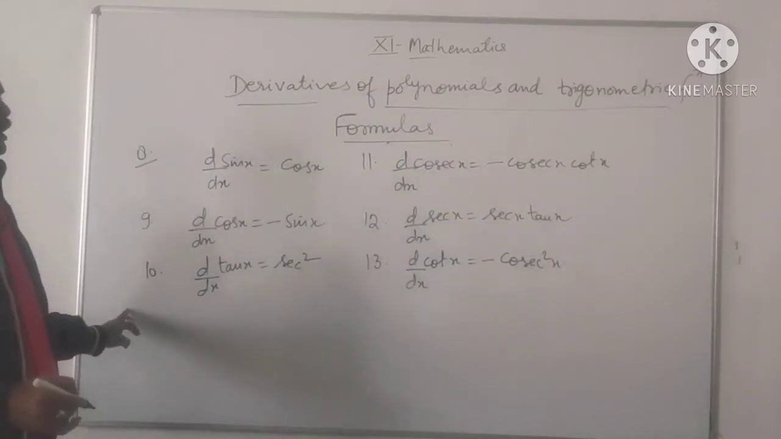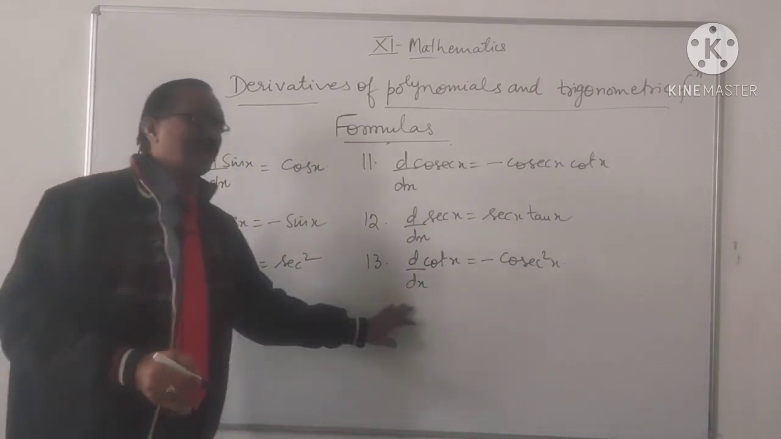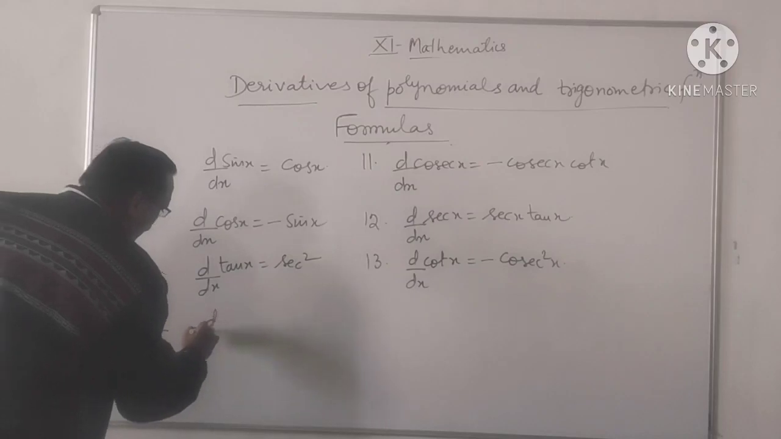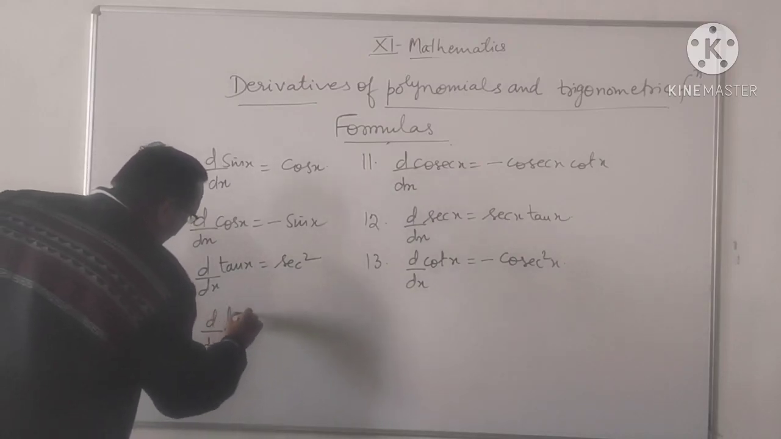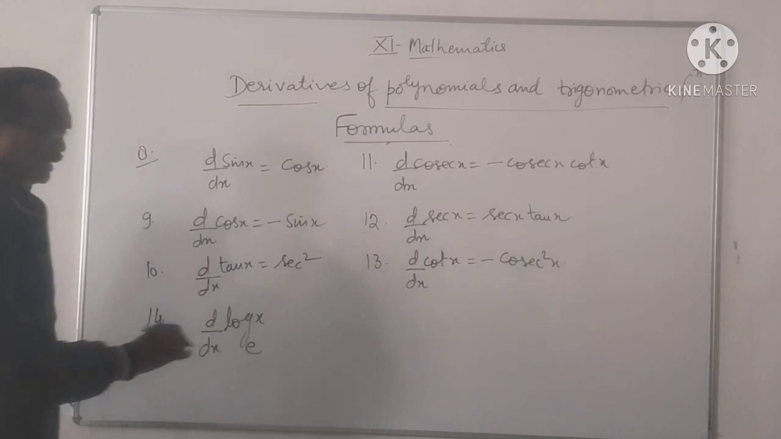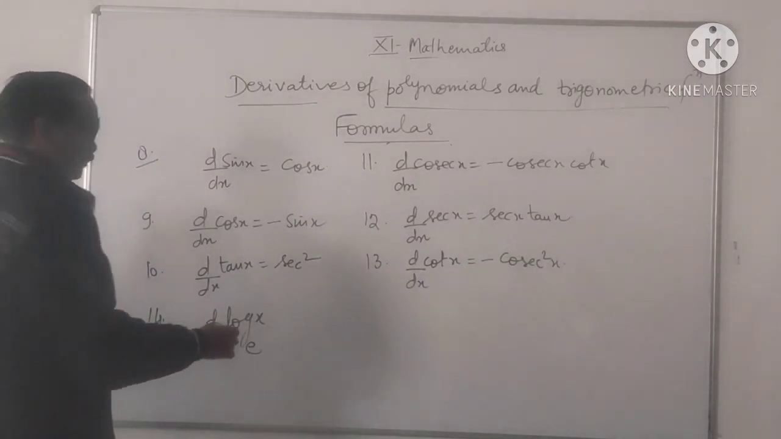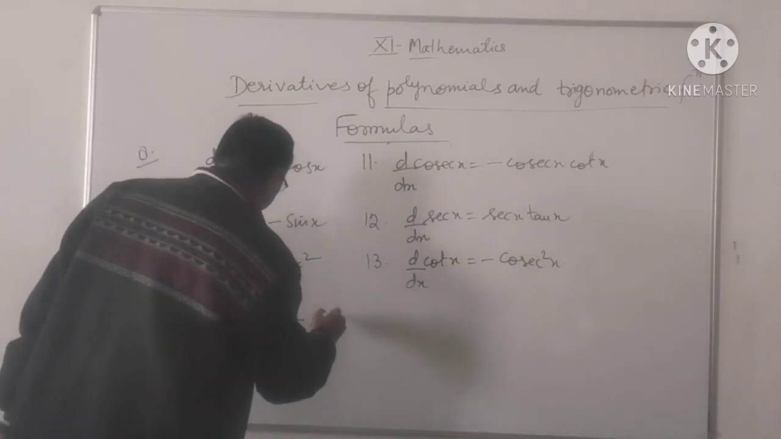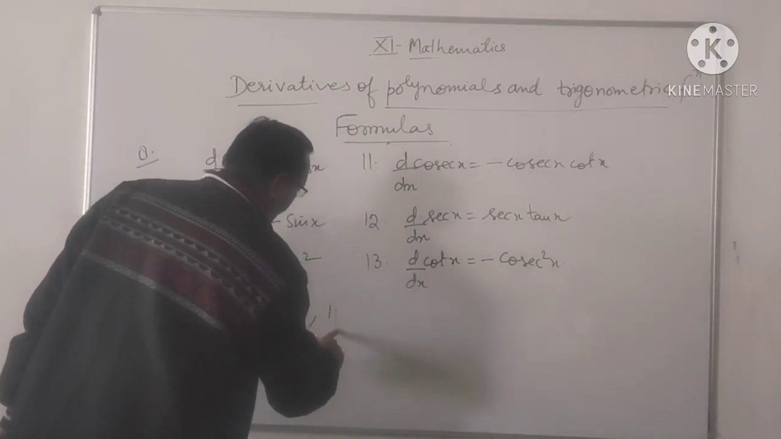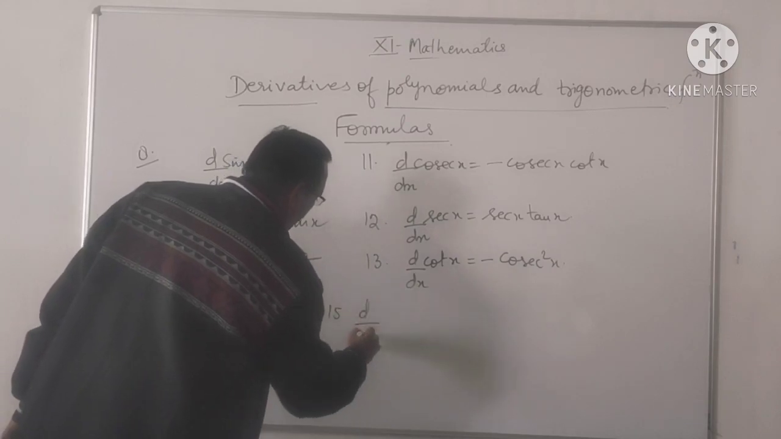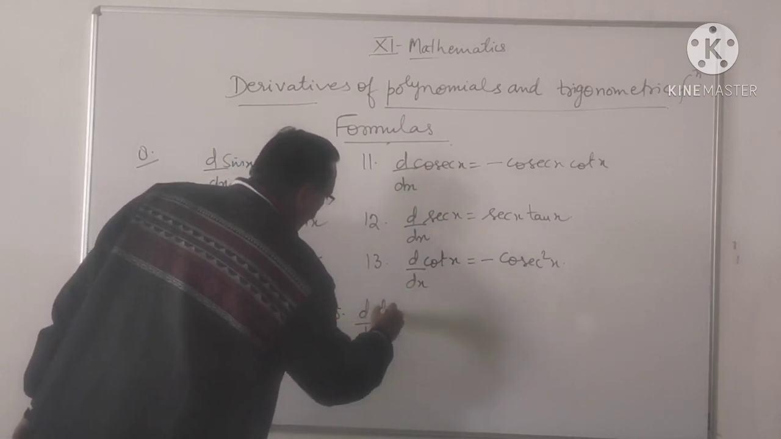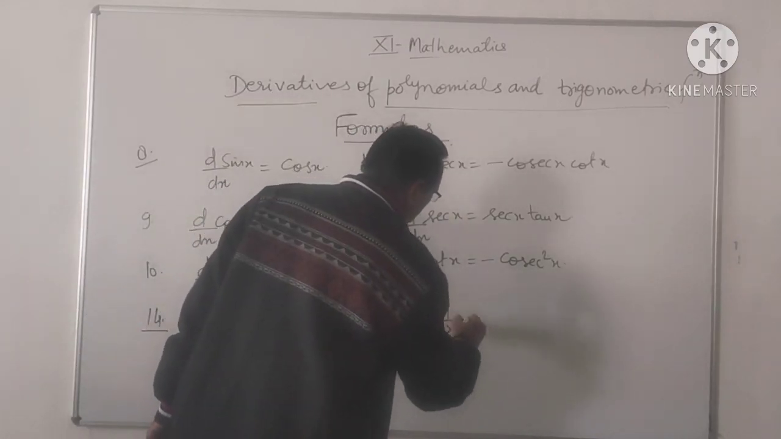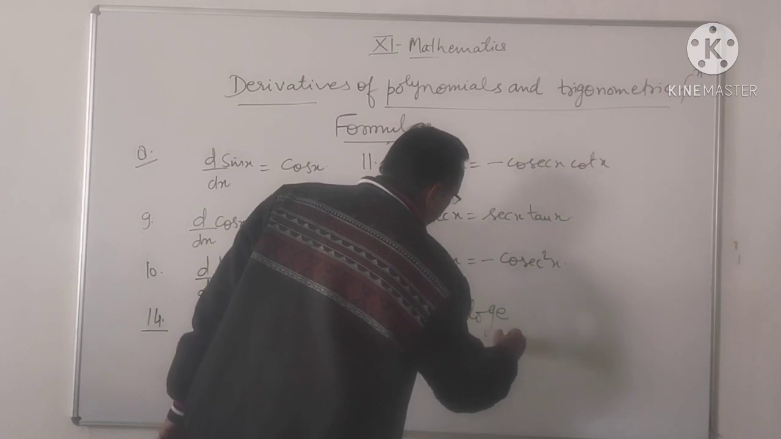Student, there are some more functions. There is a logarithmic function, formula number 14, derivative of logarithmic function, d over dx of log x. Student, when the base is e, it is called natural log, then its derivative is 1 by x. When the base is not e, formula number 15, so d over dx of log x base a, its formula is 1 upon x log e to the base a.